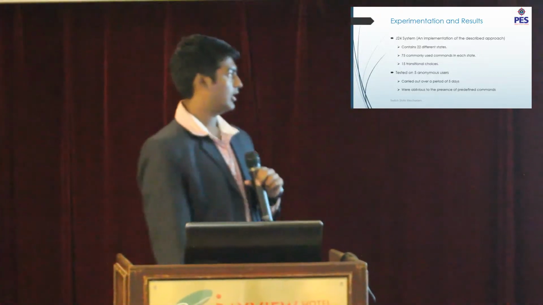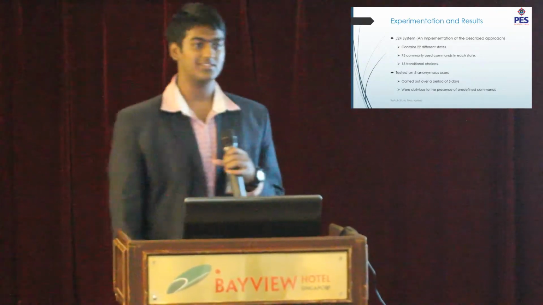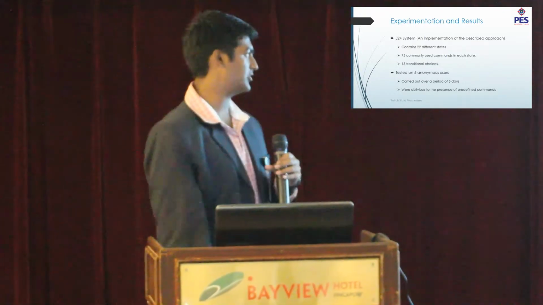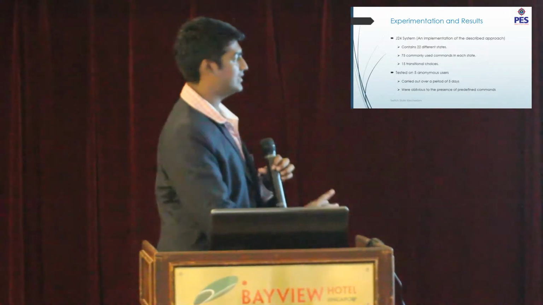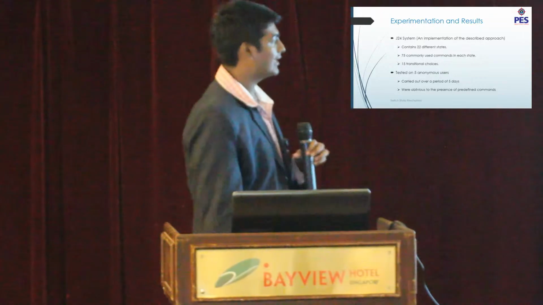We created a small implementation using whatever we described here. We call it the J24 system. It contains 22 different states. That is, it is able to access 10 different applications, and each of these applications has substates further, like how I did with the presentation. And approximately 70 to 75 commands in each state. Some even have 100, 120, like the default state. These are for the operations of that particular application or state. And then we also have 15 to 20 other transitional choices, like move to this state, move to that state, and so on.